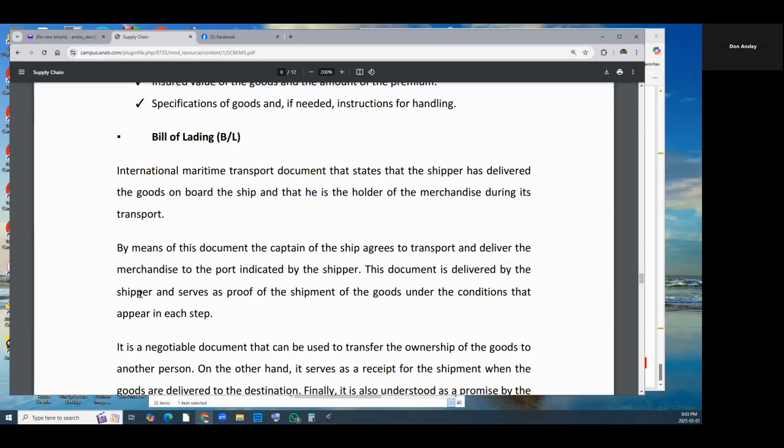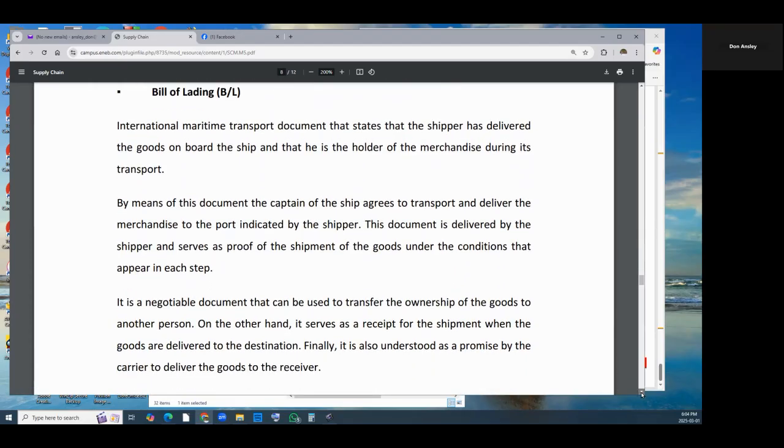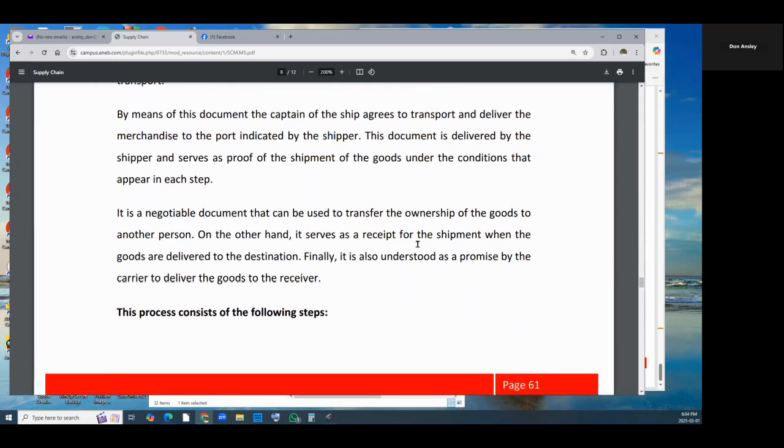This document is delivered by the shipper and serves as proof of the shipment of goods under conditions that appear in each step, and it is a negotiable document that can be used to transfer the ownership of the goods to another person. On the other hand, it serves as a receipt for the shipment when the goods are delivered to the destination. Finally, it is also understood as a promise of the carrier to deliver the goods to the receiver.